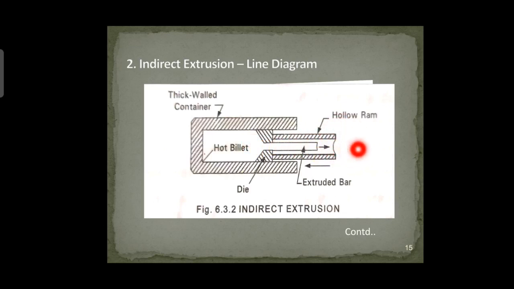This is the hollow ram, and this hollow ram allows the extruded part through whatever gap is there in the hollow ram. So the part will extrude through this gap and pass through it. During this operation, there is no relative motion between the hot billet and the container. And in this we have to eliminate the friction. The wall friction is there, but that is not considered in this case.